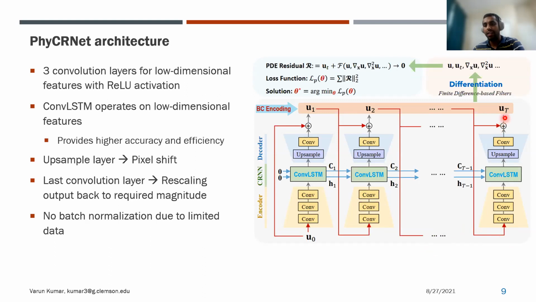At the end of all the time steps, the output that comes out is used for differentiation, and this differentiation uses finite difference methods. It's then used to calculate the loss and retrain the network, and the whole process repeats again. In this case, there is no batch normalization because there is limited data. Basically, the claim is that the convolution LSTM operates on low dimensional features and provides higher accuracy and efficiency.